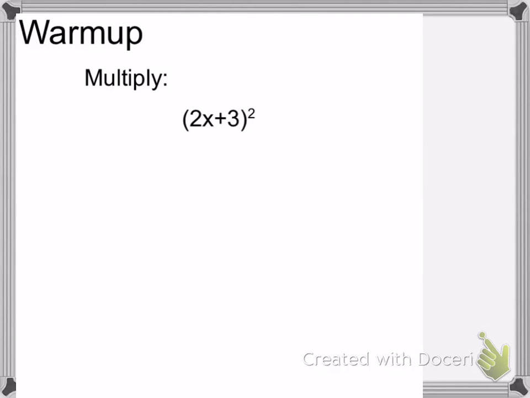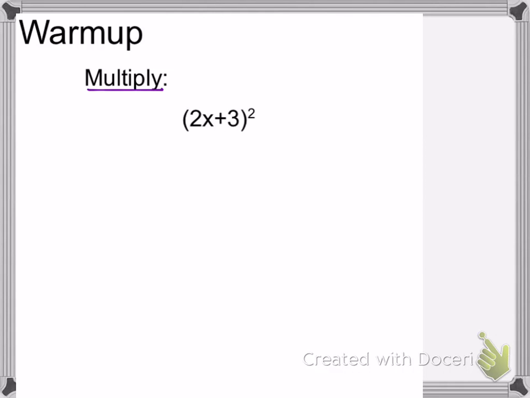Please place today's warm-up in your classwork notebook. Today's warm-up is in regards to multiplying, and that means you're either going to be using the distributive property or the generic rectangle. I'm going to give you two hints. The first hint is that we are going to be using the generic rectangle to multiply this binomial.